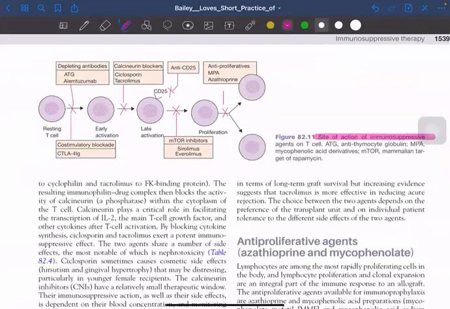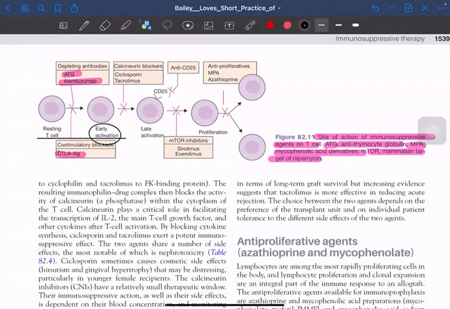These are the sites of action of immunosuppressive agents on the T cell: ATG, which is anti-thymocyte globulin, MPA, which is mycophenolic acid derivative, and mTOR. How do they act? ATG and alemtuzumab, along with CTLA4 immunoglobulin, block the first step, which is the early activation of resting T cells. The late activation of T cells is blocked by calcineurin inhibitors.